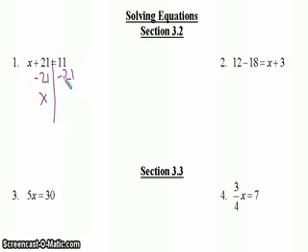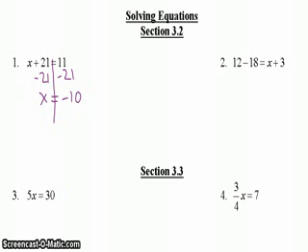If you subtract 21 on both sides, all you're going to have left is an x on the left side, and 11 minus 21 will give you a negative 10. Your solution to this equation is x equals negative 10.